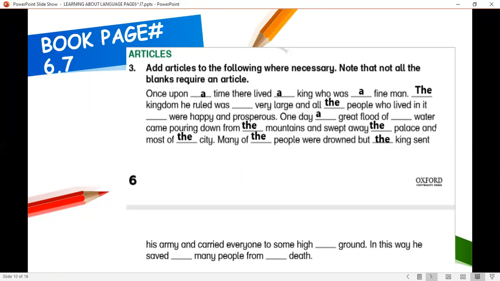One day, a great flood of water came pouring down from the mountains and swept away the palace and most of the city. Many of the people were drowned, but the king sent his army and carried everyone to some high ground. In this way, he saved many people from death. Now, have you understood this completely?